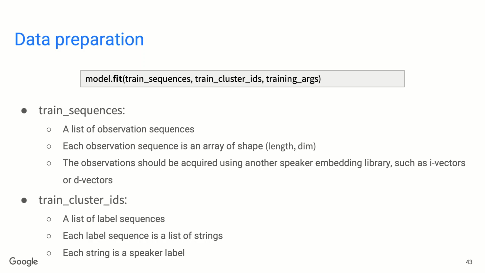To use the fit function correctly, you need to prepare your training data carefully. The train sequences here should be a list of sequences. Each sequence is a 2D NumPy array. Each row of the array is an embedding, like a D-vector. The train cluster IDs here is also a list that has the same length as train sequences. Each label sequence is a list of strings, where the string is the unique ID for the speaker.